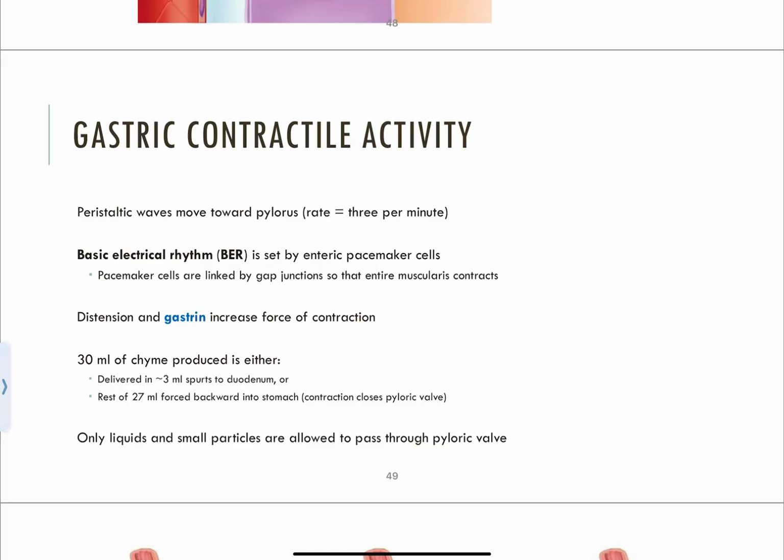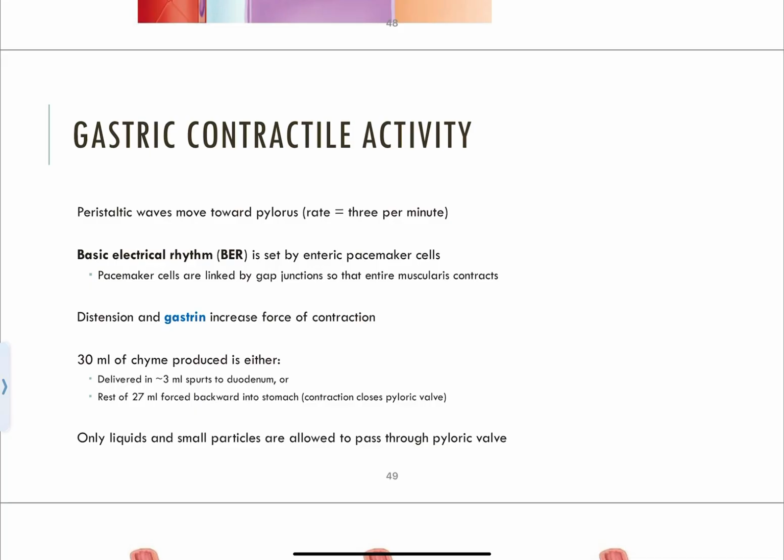And the pacemaker cells are going to be linked by gap junctions. And anytime you have a gap junction, the purpose of that junction is for communication, so that we can communicate with all the smooth muscle cells in that entire muscularis, so we can contract it as a unit. We have two important things that influence the force of contraction. One is distension, and the other one is gastrin, which we've talked about. And we produce about 30 milliliters of chyme.